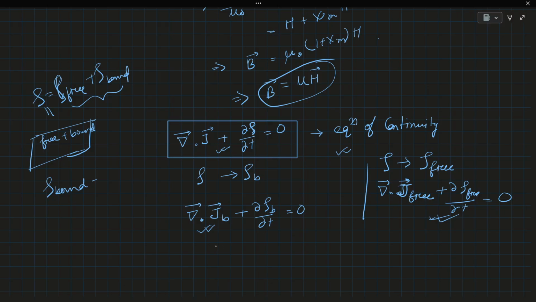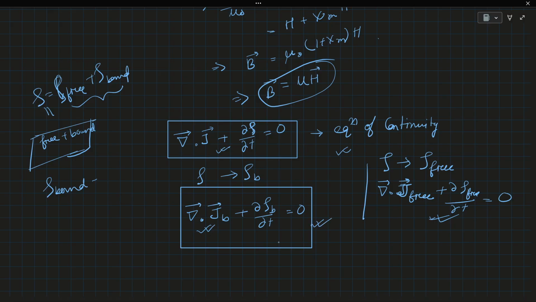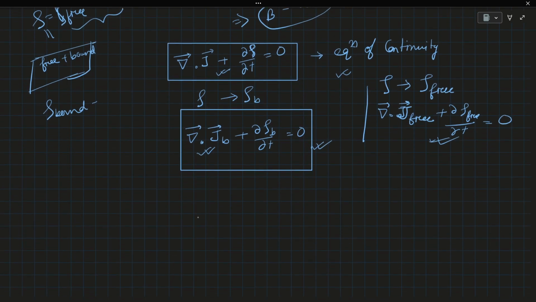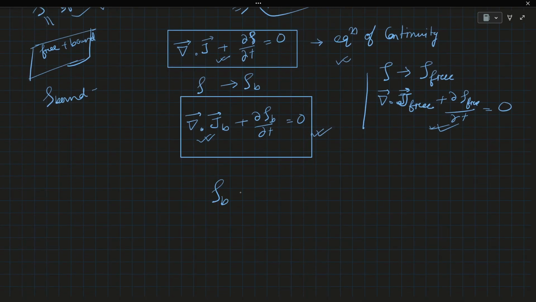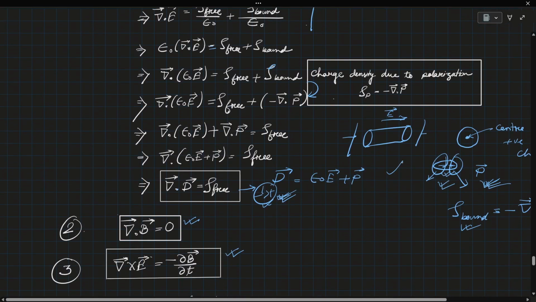So I hope you have understood this. Now I am going to talk only about bound charge density and bound current density. As we know, the bound charge density can be written as the divergence of polarization. I have taught you this earlier in this section.